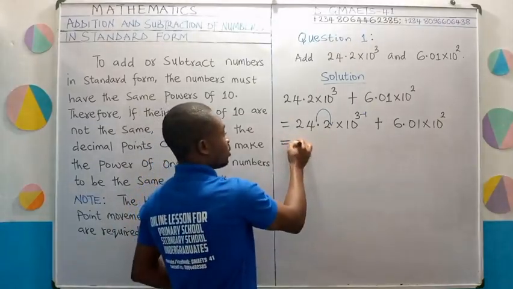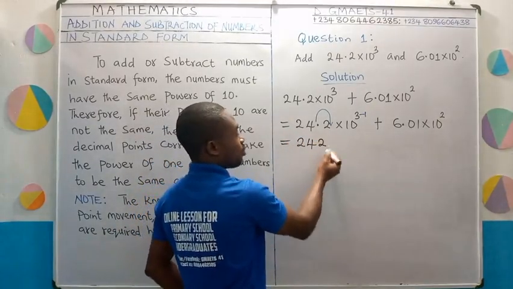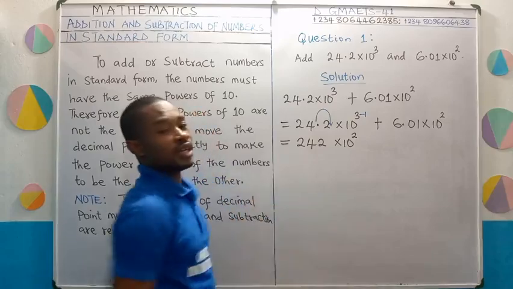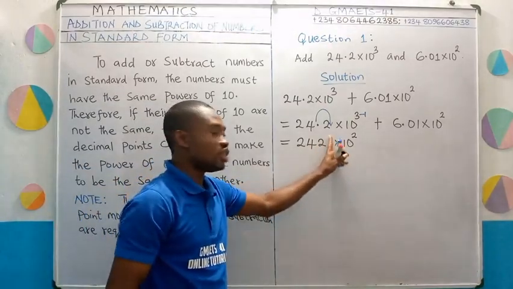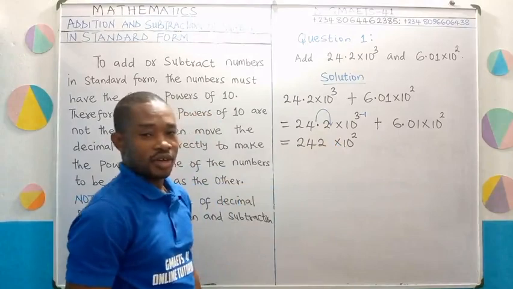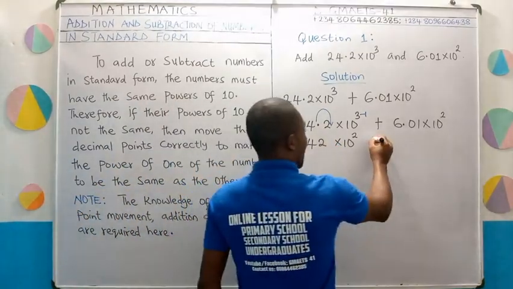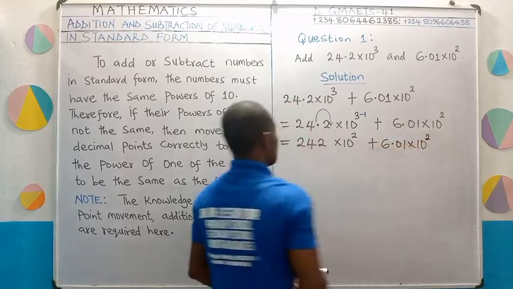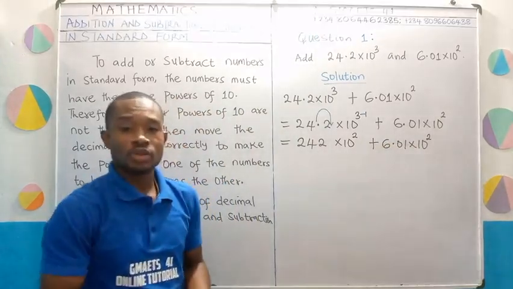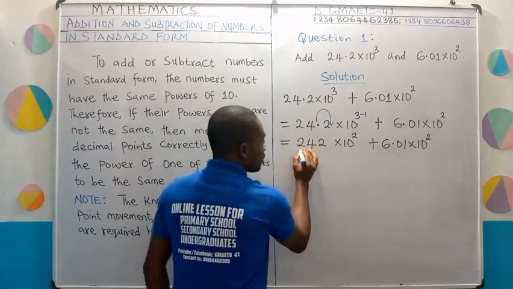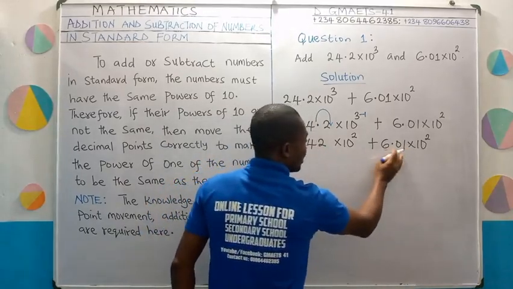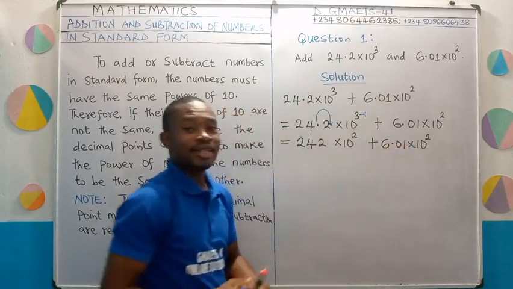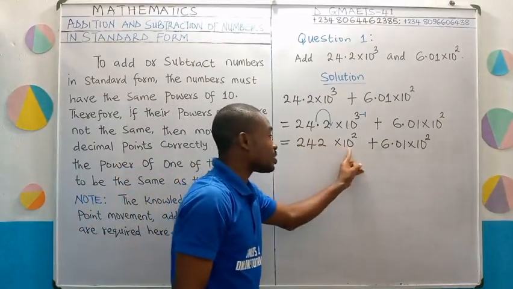So this is going to give me 242 times 10 raised to power 2. No need of putting the point there because there are no digits here. Is that okay? So I'll now add 6.01 times 10 raised to power 2. At this point, this is what I would do. I'll pick this number and then add them. 242 plus 6.01. I will add them and then pick only 1 times 10 raised to power 2.